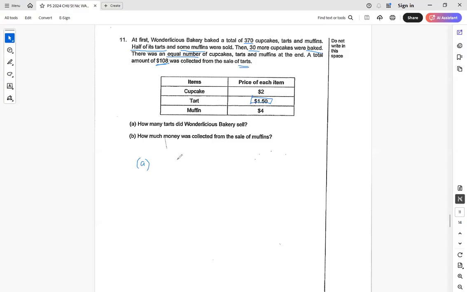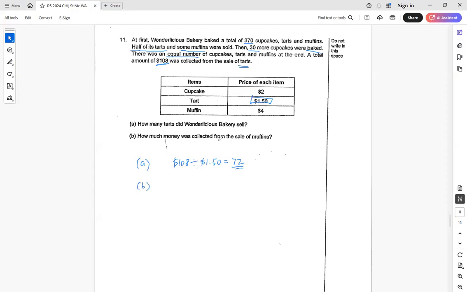So for part A, I just take $108, which is the total money collected, divide by the price of 1 tart, and I will get how many tarts sold. That will give us our answer, 72. Okay? So let's move on to part B.